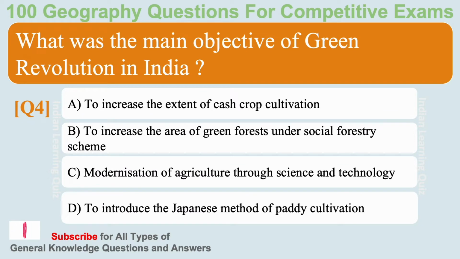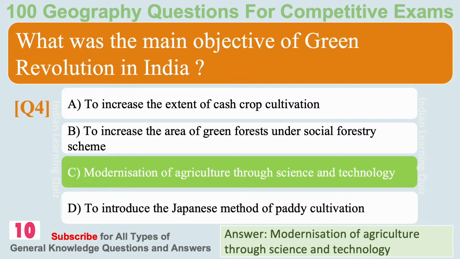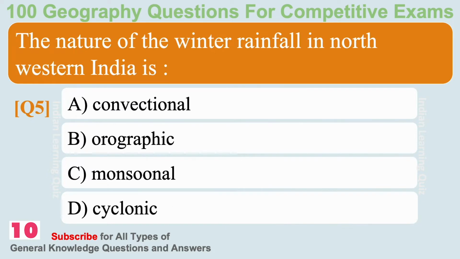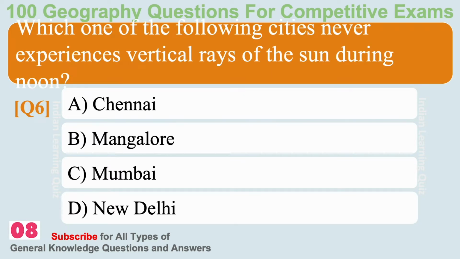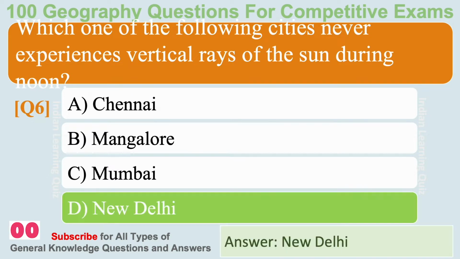What was the main objective of Green Revolution in India? Answer. Modernization of agriculture through science and technology. The nature of winter rainfall in northwestern India is... Answer. Cyclonic. Which one of the following cities never experience vertical rays of the sun during noon? Answer. New Delhi.